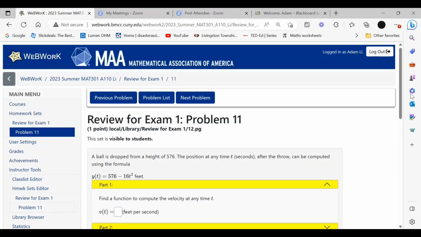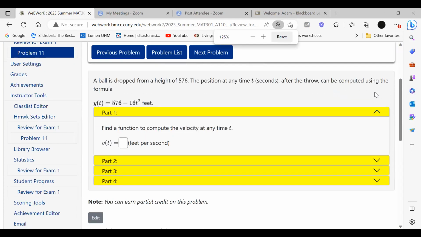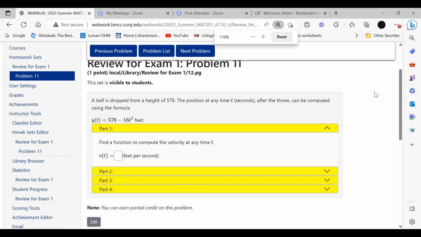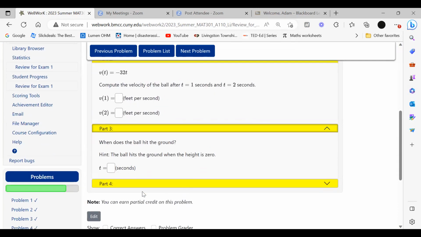Next problem, let's look at this application here. We have a ball dropping from a height of 576 feet, from the top of a building or like an object. The position function is given here, and we try to figure out the rest of the parts. Okay.